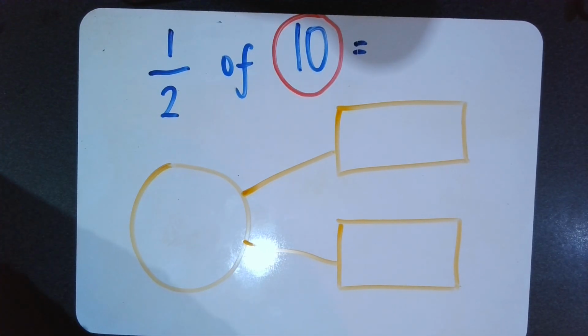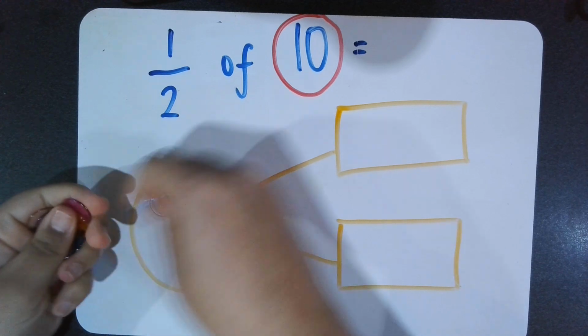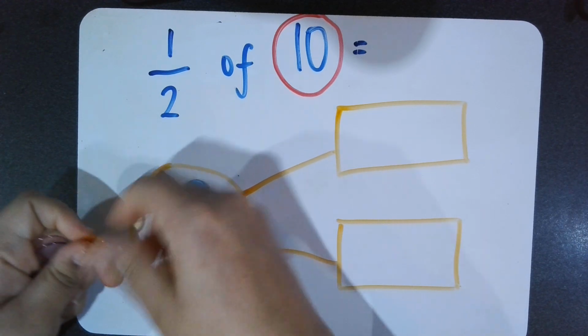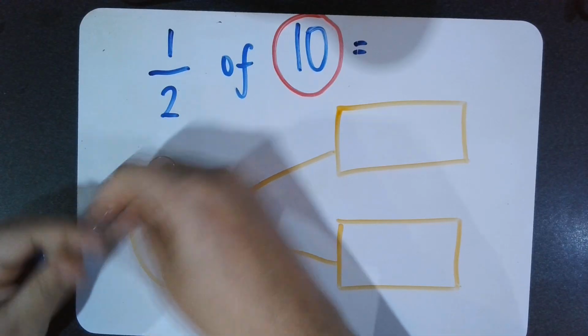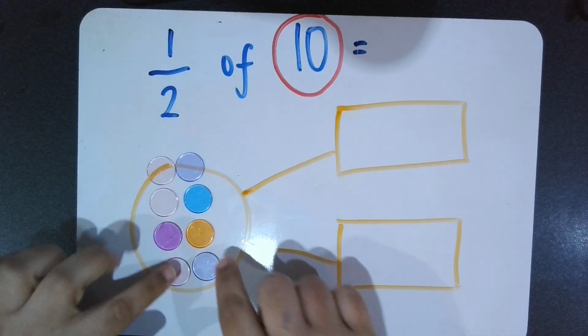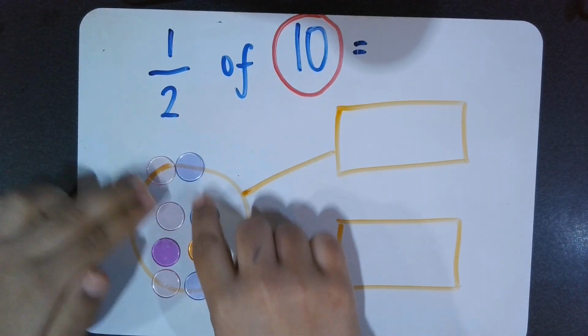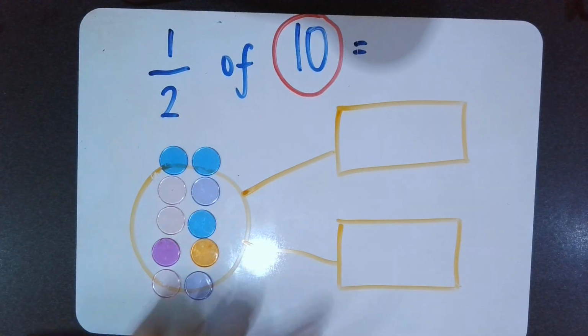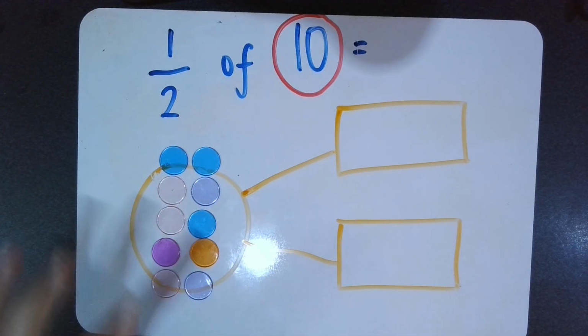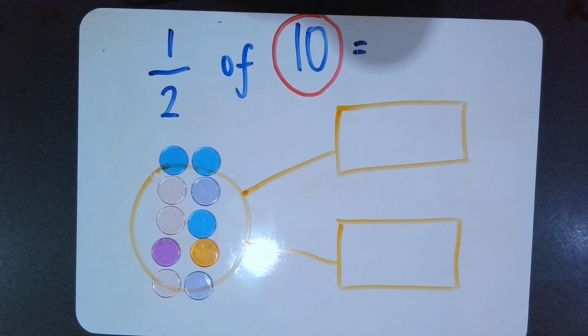So I'm actually going to use some counters here and just get 10 counters. 1, 2, 3, 4, 5, 6, 7, 8. Oh, sorry, I should have made this bigger. 8, 9, 10. My whole is 10, so I've put 10 where my whole should be.